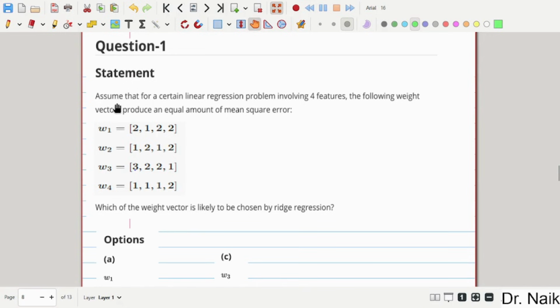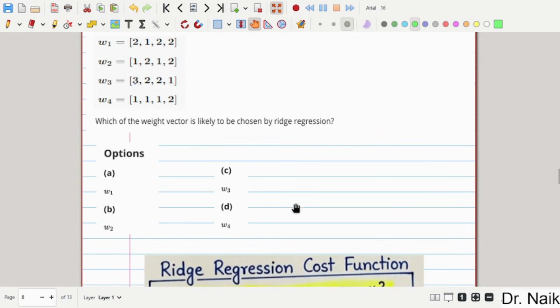So question 1 is, assume that for a certain linear regression problem involving 4 features, the following weight vectors produce an equal amount of mean square error. So W1 is 2 1 2 2, W2 is 1 2 1 2, W3 is 3 2 2 1, and W4 is 1 1 1 2. The question is, which of the weight vectors is likely to be chosen by the ridge regression? These are the options given to us. A is W1, B is W2, C is W3, D is W4.